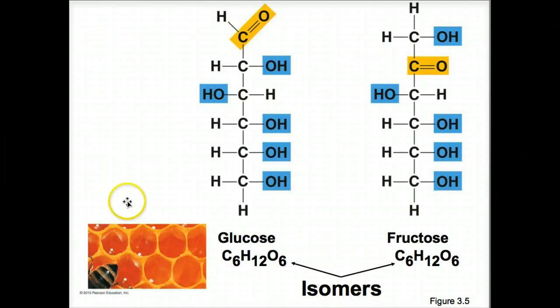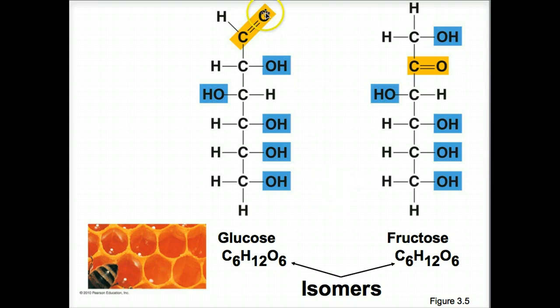Here's a common example of those isomers that I just talked about. So glucose and fructose. Again, if you look down here, here's their molecular structure. Both glucose and fructose have a molecular structure of C6H12O6. So they both have 6 carbons, 12 hydrogens, and 6 oxygens. The difference is where they're located.